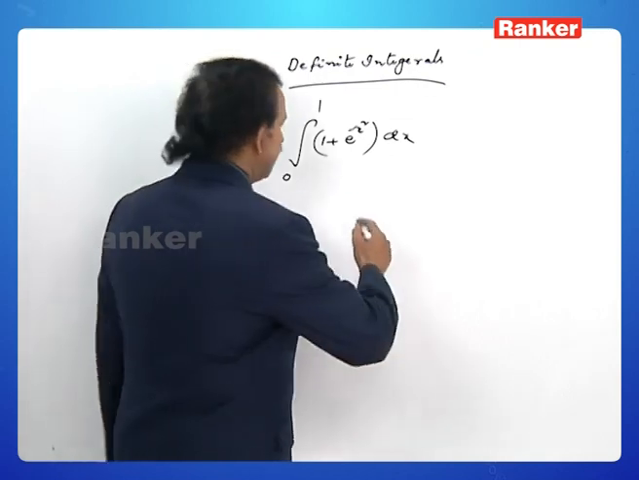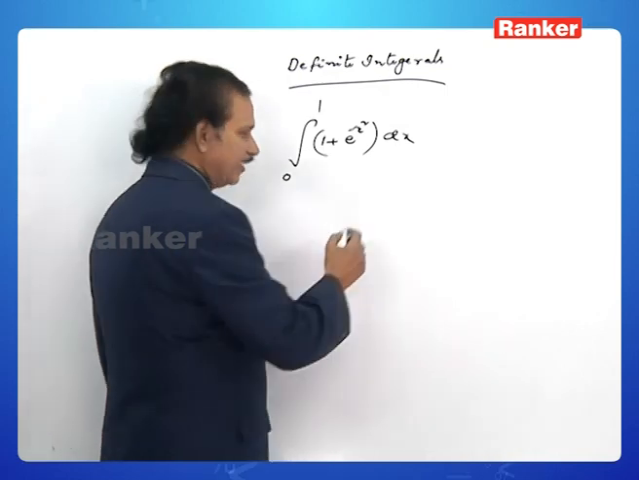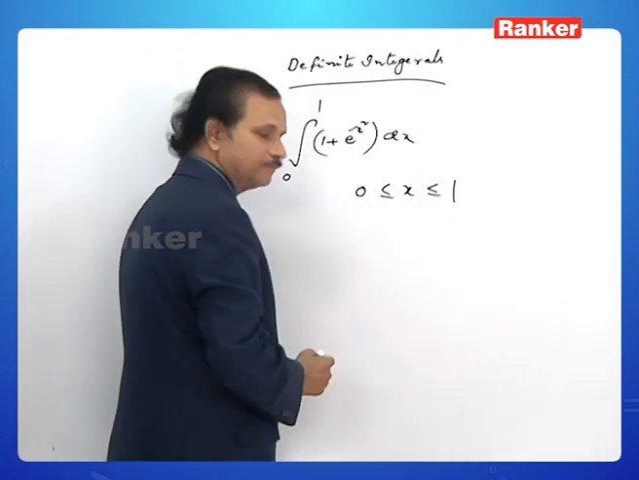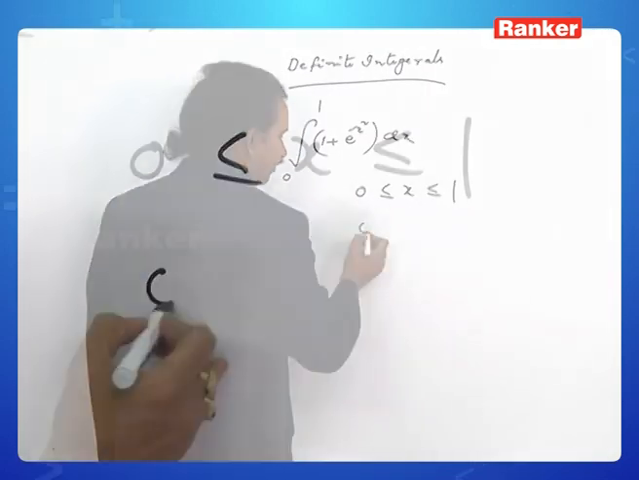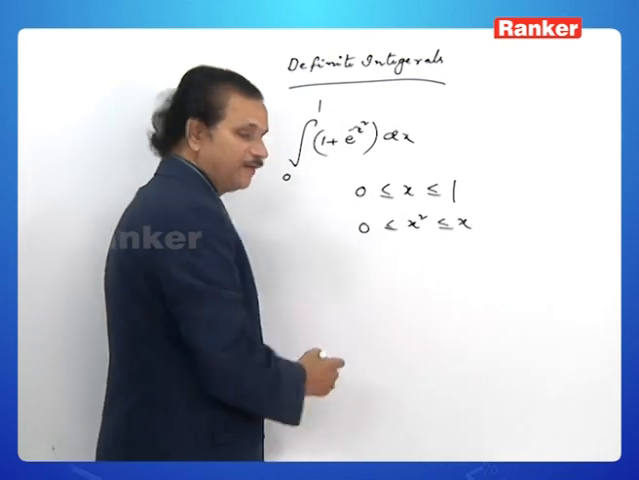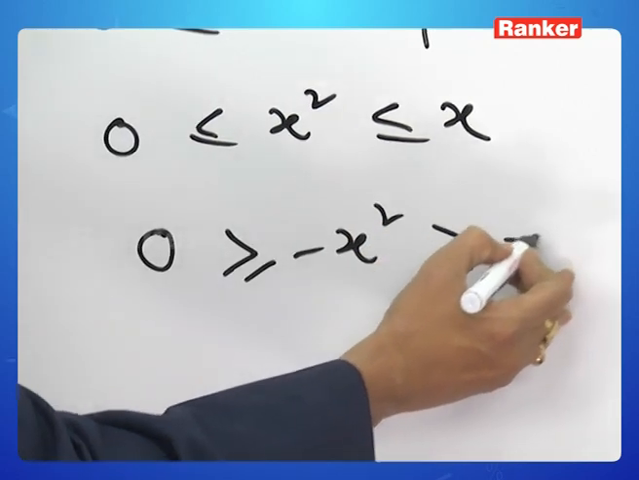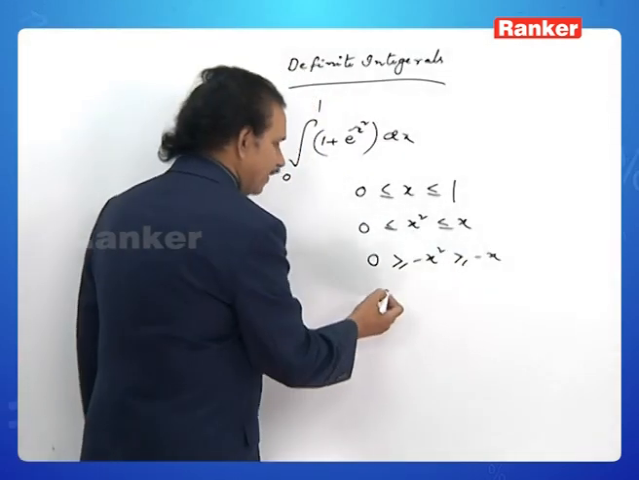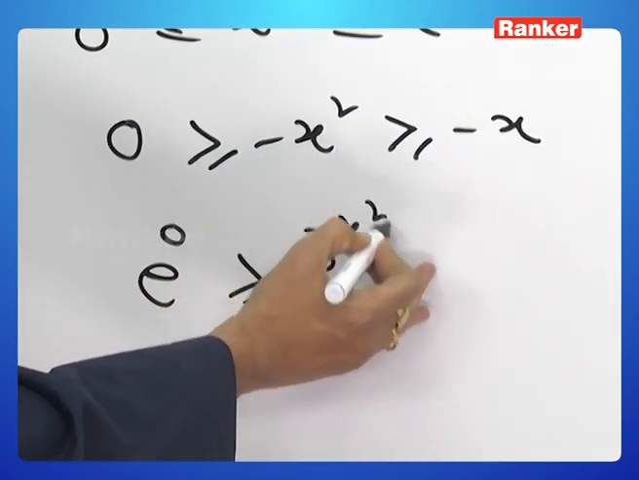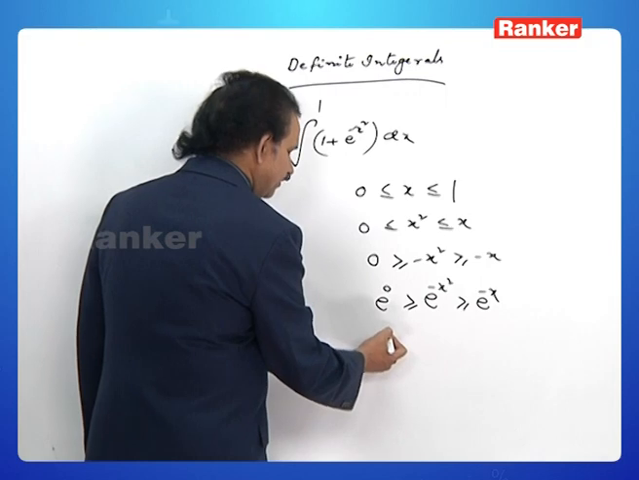Okay, look here. This integral has been designed between 0 to 1. That is 0 less than or equal to x less than or equal to 1. Multiply with x, 0 less than or equal to x square less than or equal to x. That is 0 greater than or equal to minus x square greater than or equal to minus x. That is e power 0 greater than or equal to e power minus x square greater than or equal to e power minus x. You see, e power 0 is 1.